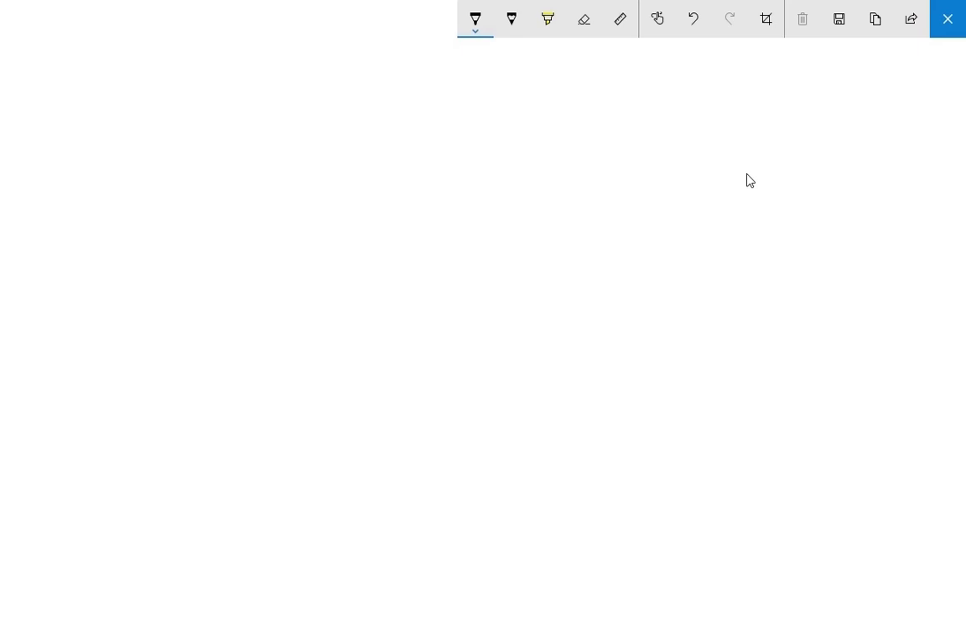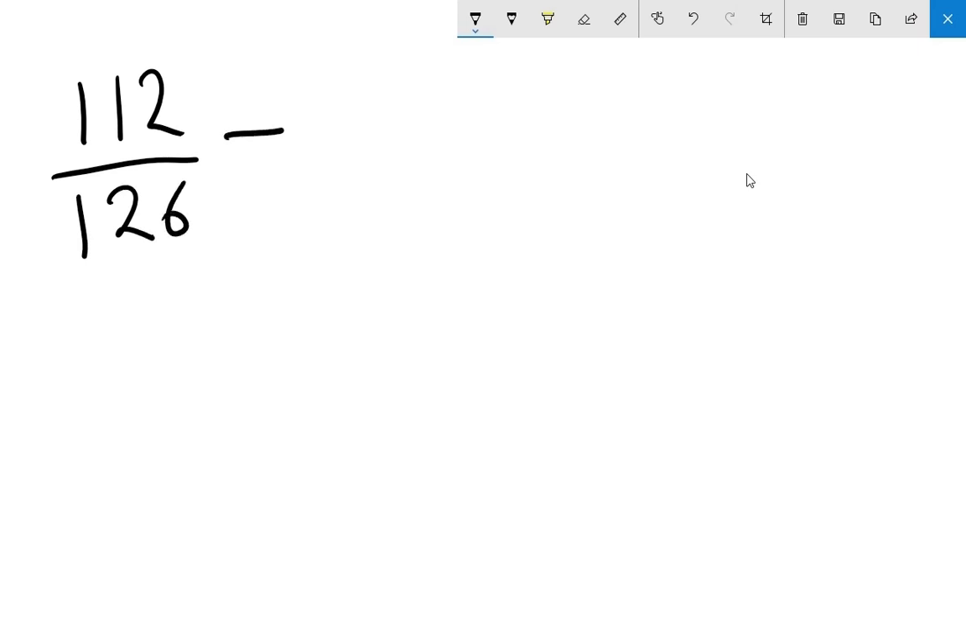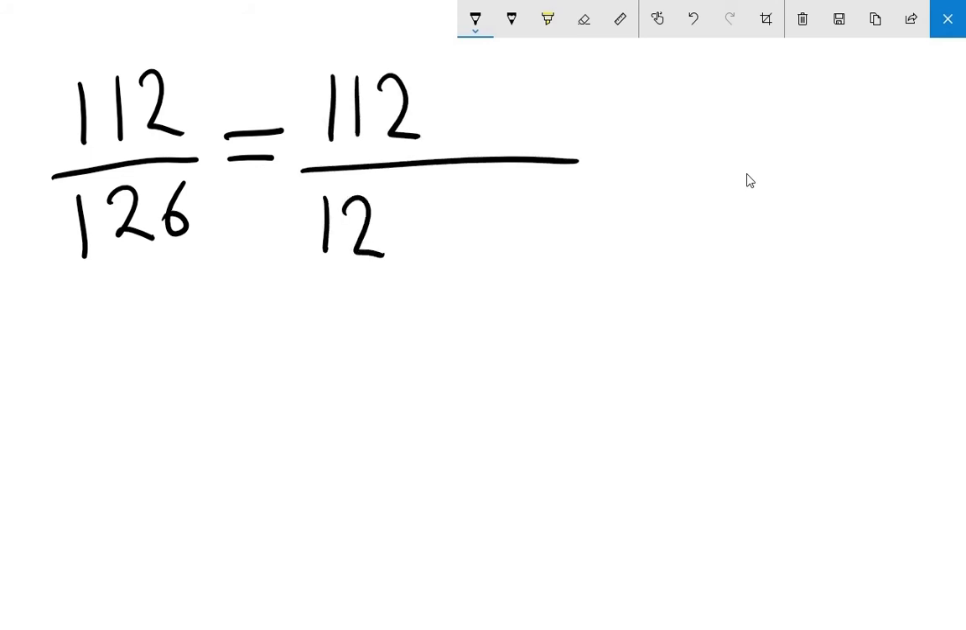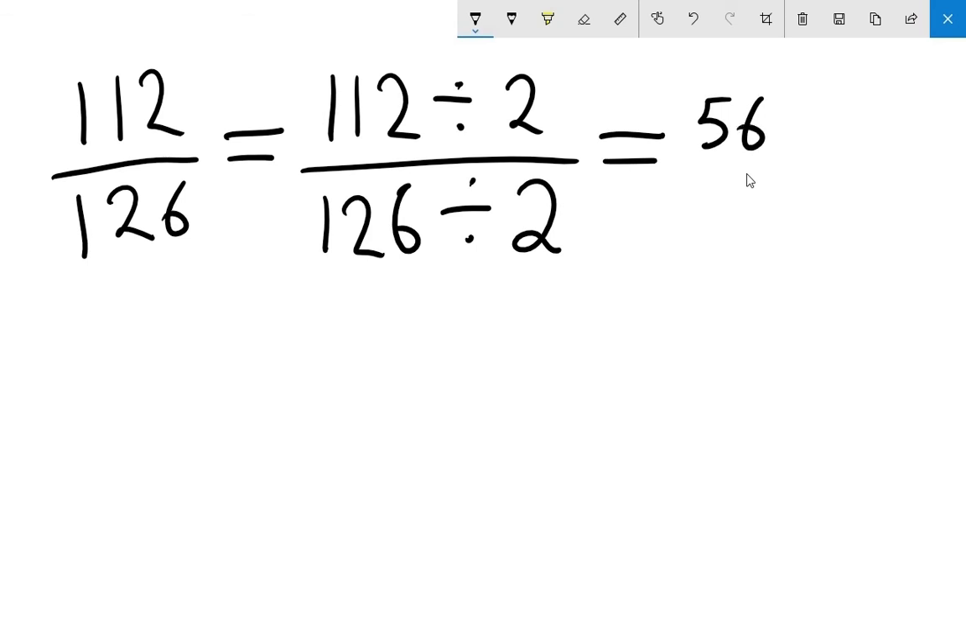We also have another example. 112 over 126. To break down this fraction to its simplest form, we look for a number that divides both 112 and 126, and that number is 2. Here we go, we get 56 over 63.